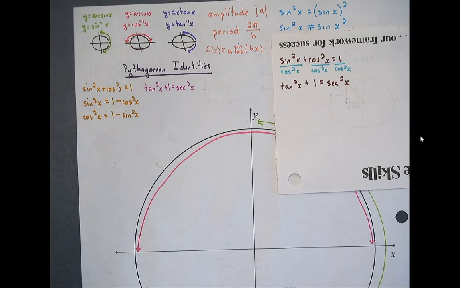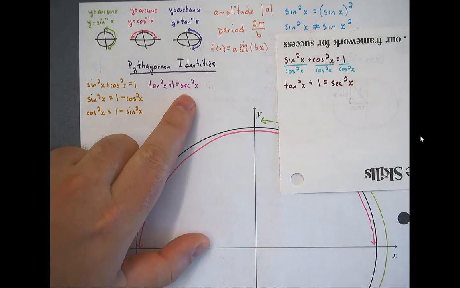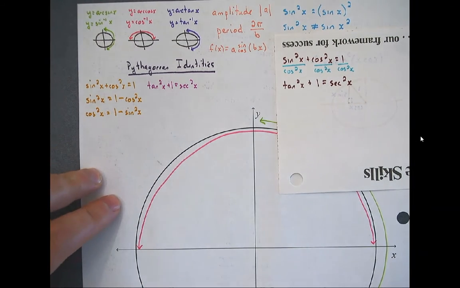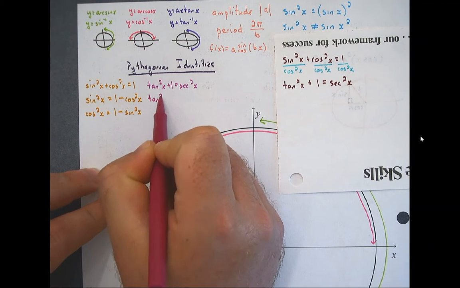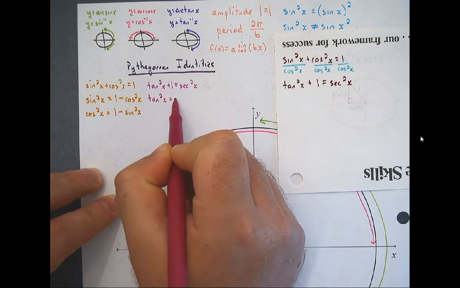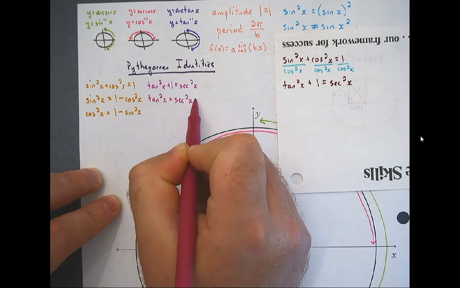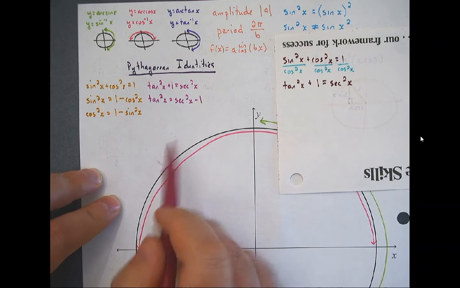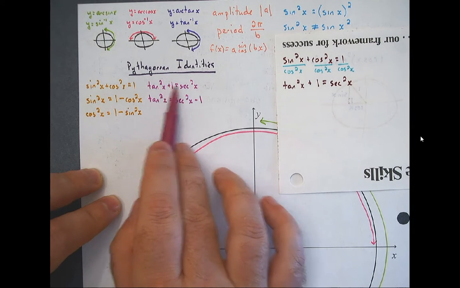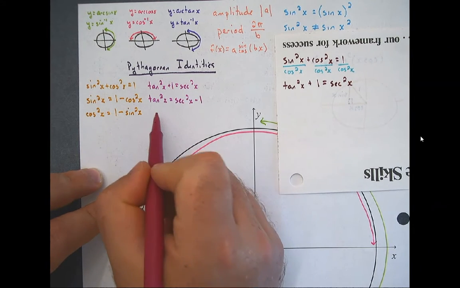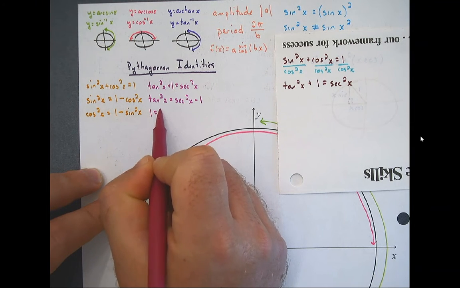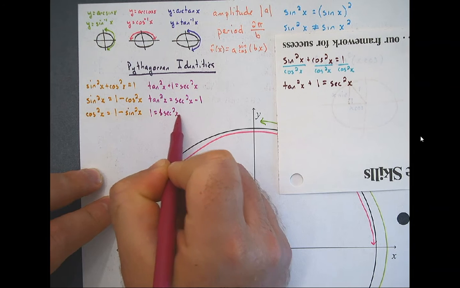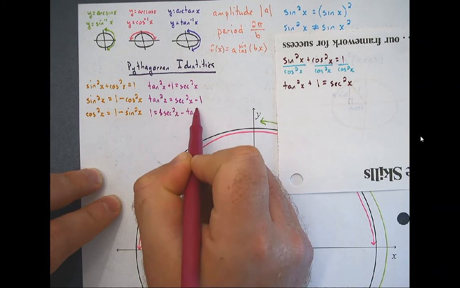Now, there are two other versions of this. In this case, I've got the secant squared by itself. I could also get the tangent squared by itself. So I'm going to bump over the 1. So tangent squared of x equals secant squared of x minus 1. Or I can go back to this one and bump over the tangent. So that would be 1 equals secant squared of x minus tangent squared of x.